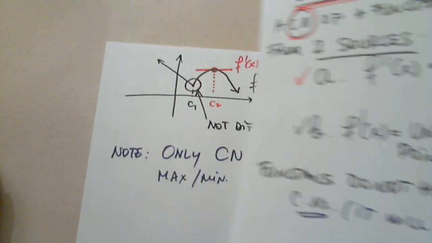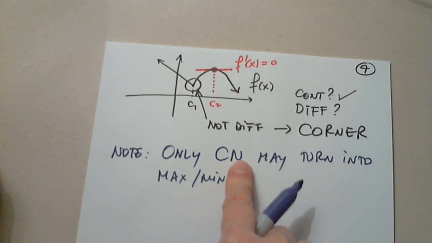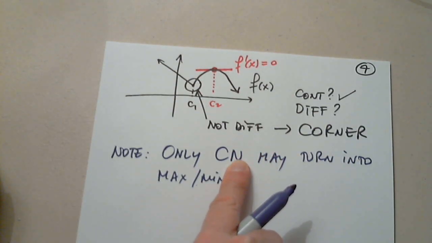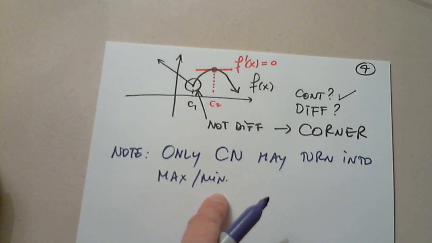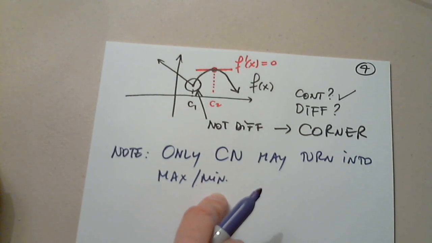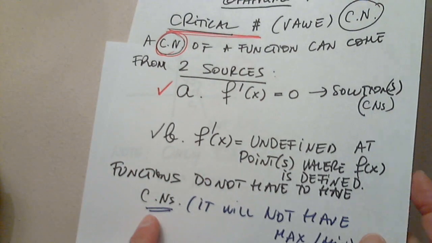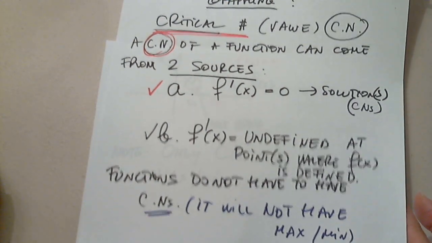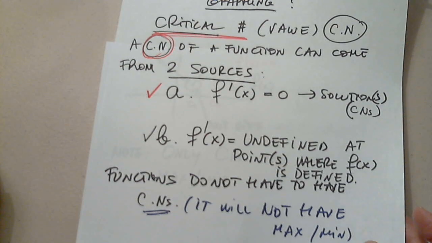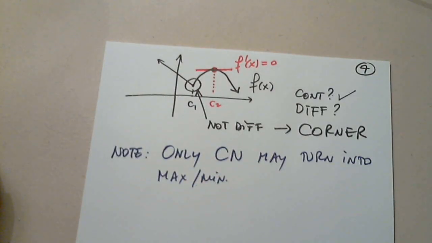But there is a catch. If it has critical numbers, are they always max-min? No. If a function does not have critical numbers, it's carved in stone. It will not have max-min. If it has critical numbers, they may turn into max-min. No guarantee. There is an analysis that will follow to see if they turn into max-min or not.